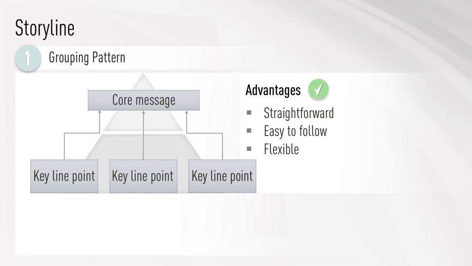A grouping storyline is straight to the point and easy to follow. You can change the order of the key line points without changing the logic. The audience doesn't even have to agree with all the points to get to your core message. However, your audience can sometimes find the grouping too blunt and be tempted to raise counter-arguments that you haven't addressed.